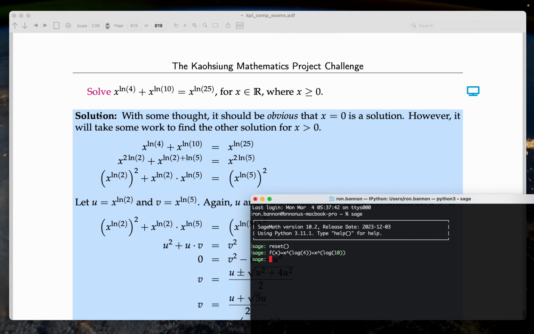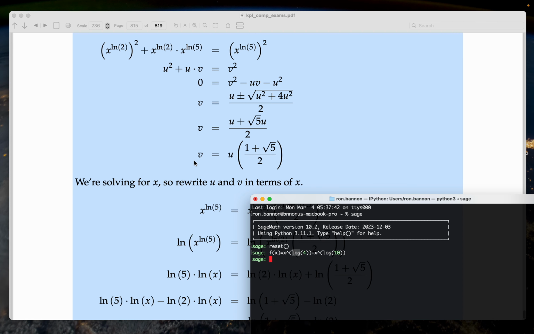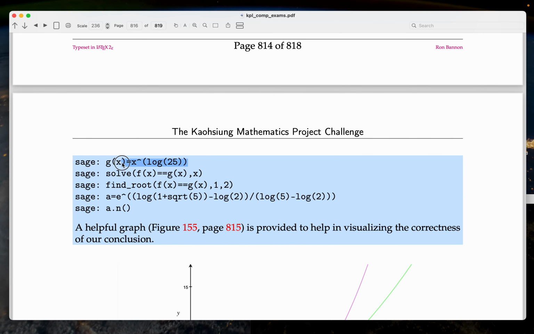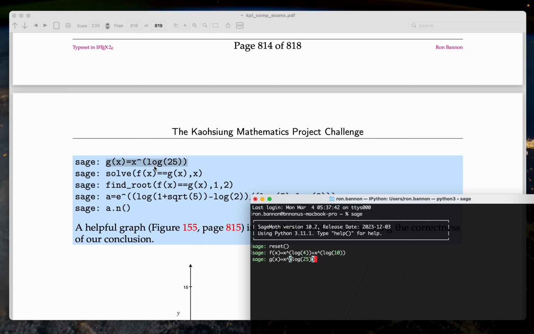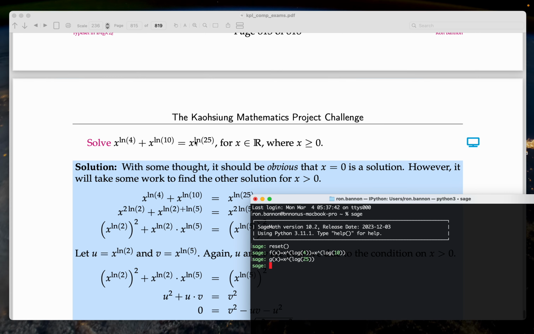So the left-hand side of the equation is x raised to the power natural log of 4 plus x raised to the power natural log of 10. All right, now notice in Sage, log stands for natural log. All right, so what I want to do is go to the next page and look at this one over here, and that's going to be the right-hand side of the equation. Type that in. All right, let me go back over that, and that's right over here.